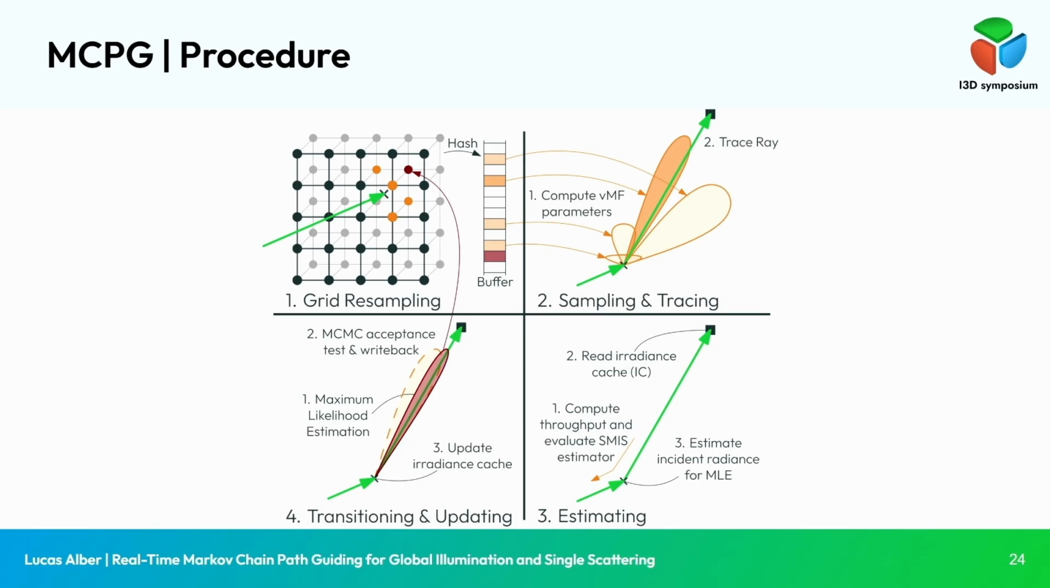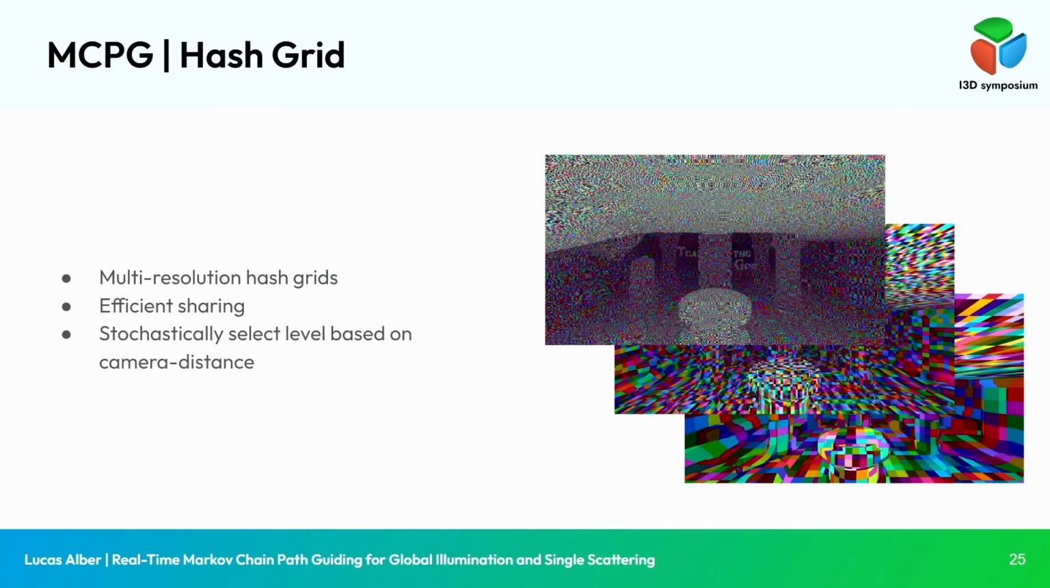The exchange with neighbors is done by sharing the grid vertices, so it's naturally shared with neighbors. However, we want to use a high resolution of the grid to get high quality. At the same time, this slows down sharing. For this reason, we're not using one grid, but a multi-resolution hash grid, where we select a level randomly. And we select the base level based on the camera distance, so that the projected area on the screen remains roughly constant.